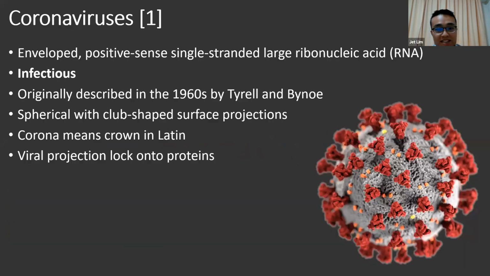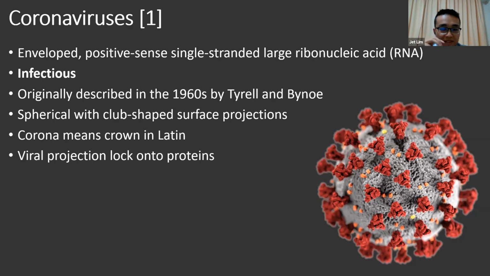So these coronaviruses are enveloped, positive-sense, single-stranded, large ribonucleic acid, or RNA, viruses, and they can infect humans as well as a wide span of animals. In fact, their history dates back to the 1960s when they were first described by Tyrrell and Bynoe, microvirologists, who acquired the viruses from people with common colds.